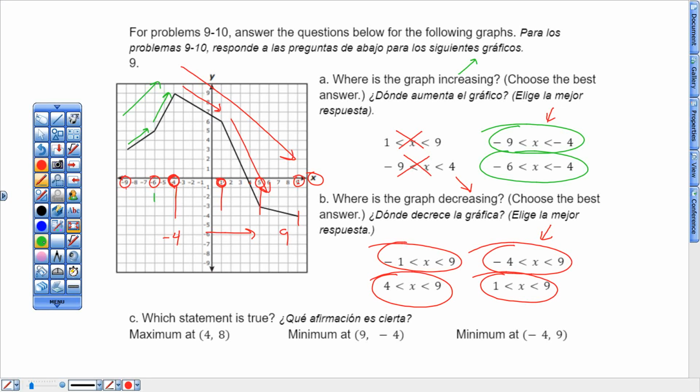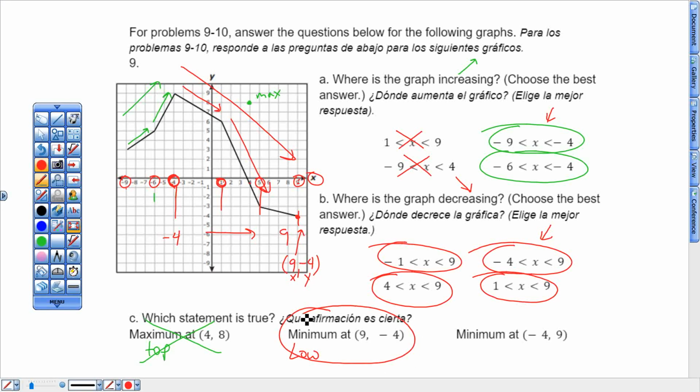Next, maximum. That's that top point. So this is saying at 4, 8. If I go to 4, 8, that's right here saying this is the maximum, and I can see there's no data up there. This one says minimum, which is the low point, minimum at +9, -4. And I could see right there, that is that coordinate. That is 9, -4 for X and Y. So I could see that is true.